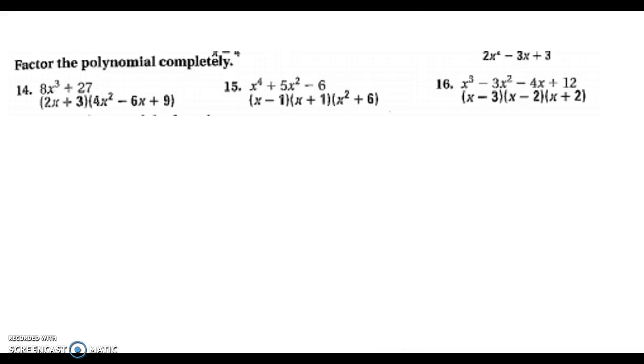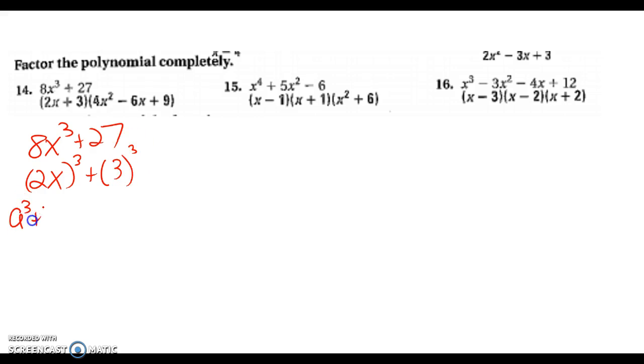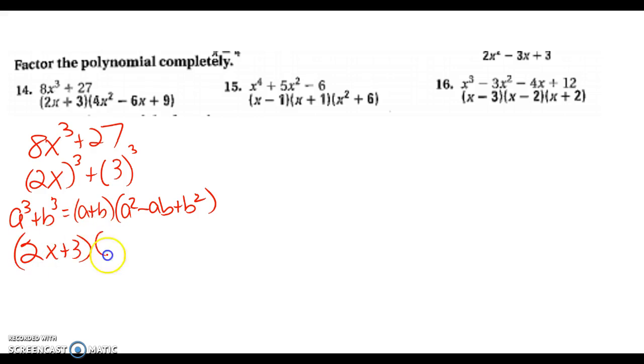Next, let's look at 14. It says factor it completely. So what we're trying to see here is that we actually have things that are cubed. 2x cubed plus 3 cubed, remembering that a cubed plus b cubed factors into a plus b, a squared minus ab plus b squared. So this is a plus b, a squared minus ab, so these two together, plus b squared. And that's as far as it goes.